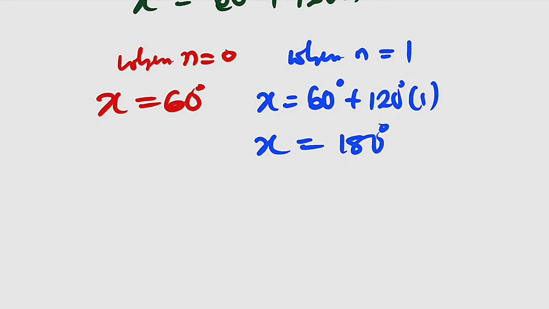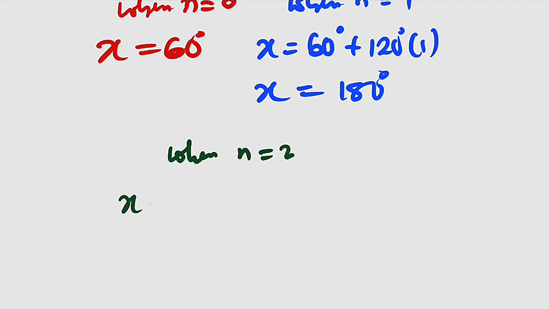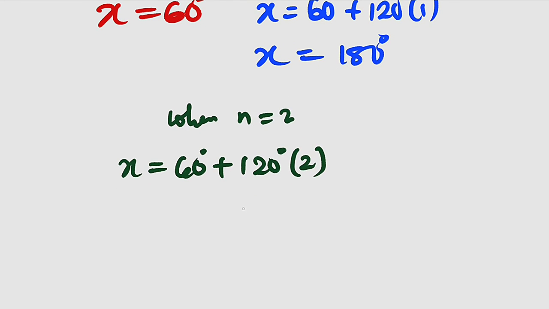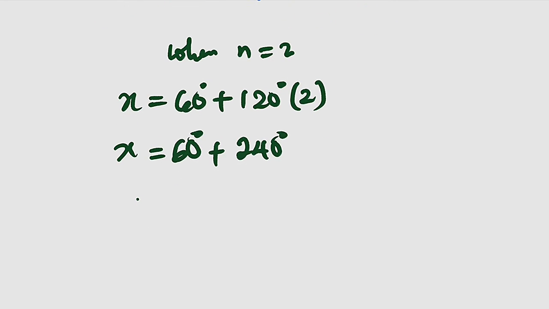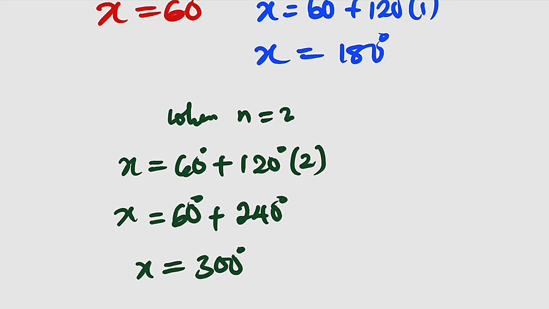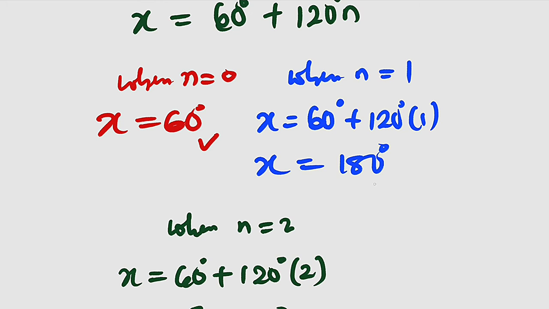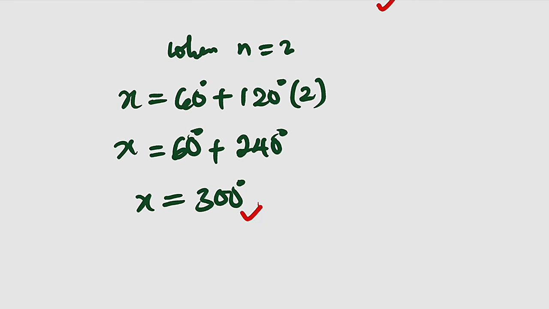Then we substitute n equal to 2. That is when n equal to 2, we have x equal to 60 degrees plus 120 degrees times 2. 120 degrees times 2 is 240 degrees, plus 60 degrees equal to x. And if you add these two together, you have 300 degrees. We don't even have to substitute for n equal to 3 because it will go beyond 360. And hence we have 3 solutions here. X could be 60, 180, or 300 degrees.